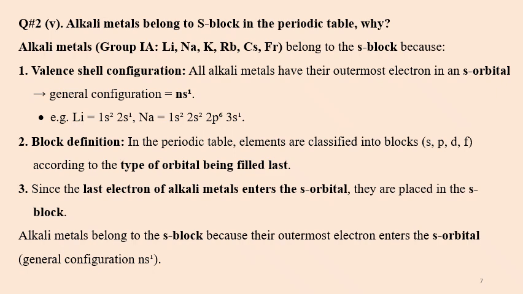Block definition. In periodic table, elements are classified into blocks S, P, D, F according to the type of orbital being filled last. Since the last electron of alkali metals enter the s orbital, they are placed in s block. Alkali metals belong to s block because their outermost electrons enter the s orbital. If we are concerned about the general configuration of these metals.